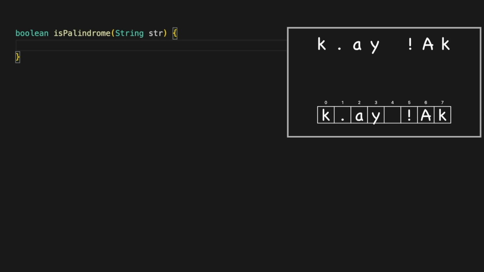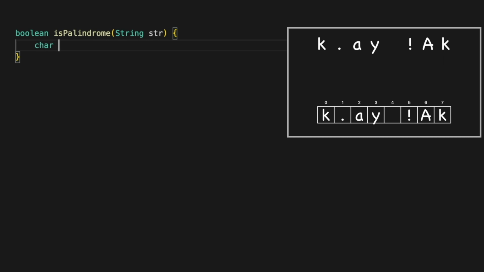Let's look at a different example. Is this a palindrome or not? Well, when trying to match the character pairs from both ends, we see that this E and the A do not match, so this is not a palindrome. I think you get the point, so let's go ahead and implement this.